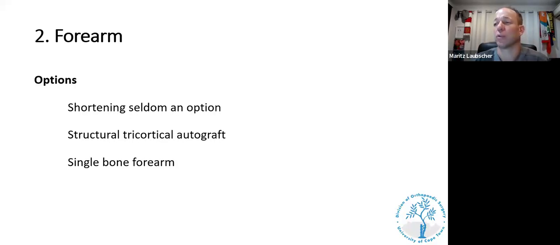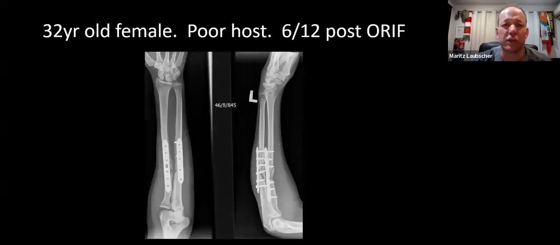Structural tricortical autograft works very well, and you can go up to a few centimeters, even 5, 6, maybe pushing for 7 centimeters, depending on the size of the iliac crest that you can harvest. This needs to be plated with lots of compression. And then there's also the single bone forearm technique that you can use in certain cases.